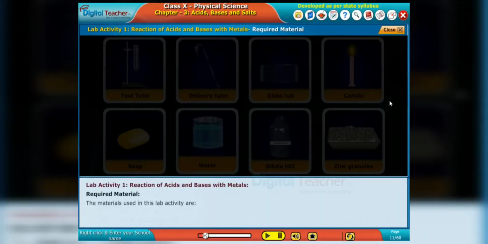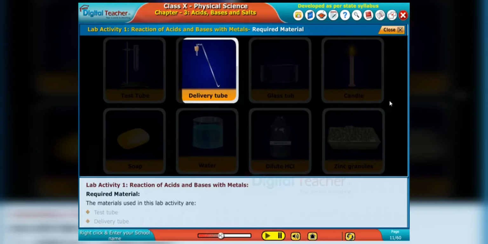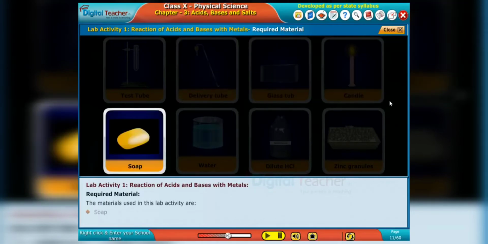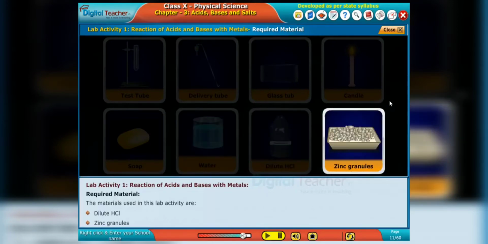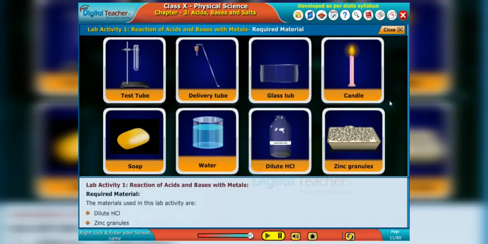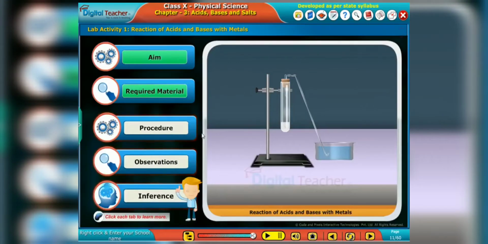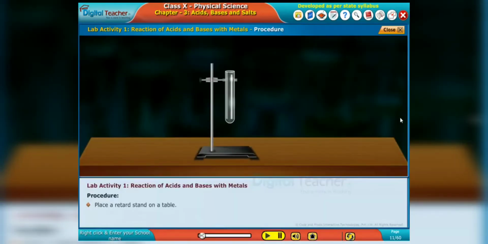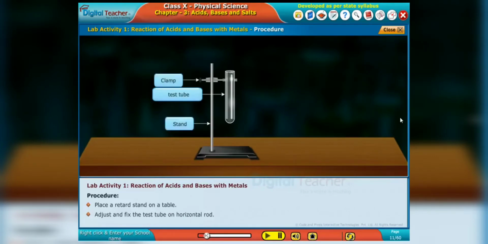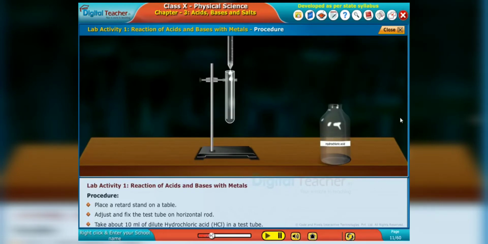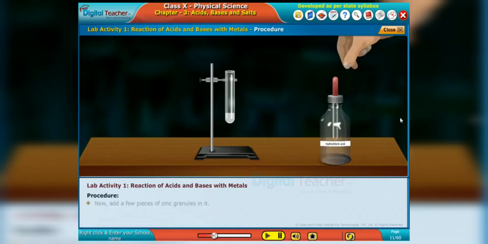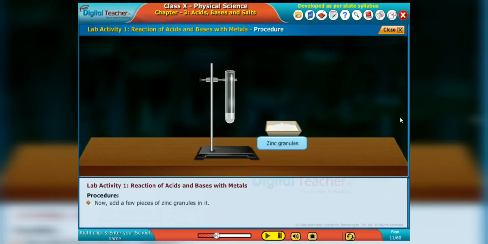Required materials. The materials used in this lab activity are test tube, delivery tube, glass tub, candle, soap, water, dilute hydrochloric acid, and zinc granules. Let us follow the procedure. Place a retort stand on a table. Adjust and fix the test tube on the horizontal rod. Take about 10 ml of dilute hydrochloric acid, HCl, in a test tube. Now, add a few pieces of zinc granules in it.